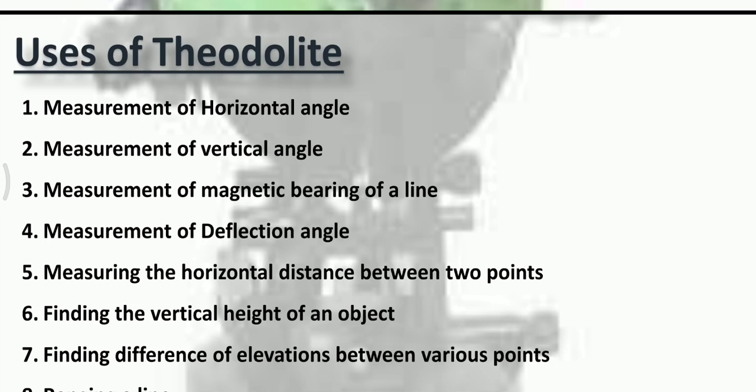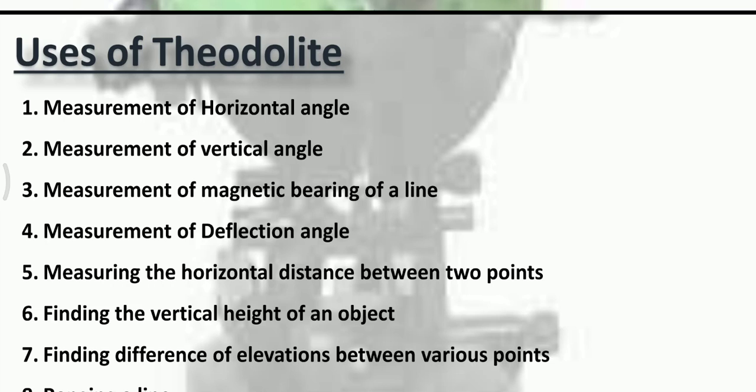Next use, measurement of magnetic bearing of a line. As we know, the magnetic bearing of a line is measured with the help of a prismatic compass, but the least count of the prismatic compass is only 30 minutes. So the accuracy of our survey work is increased, and the accuracy of measurement is also increased. Due to these advantages, we can measure the magnetic bearing of lines up to 20 second or 10 second least count.